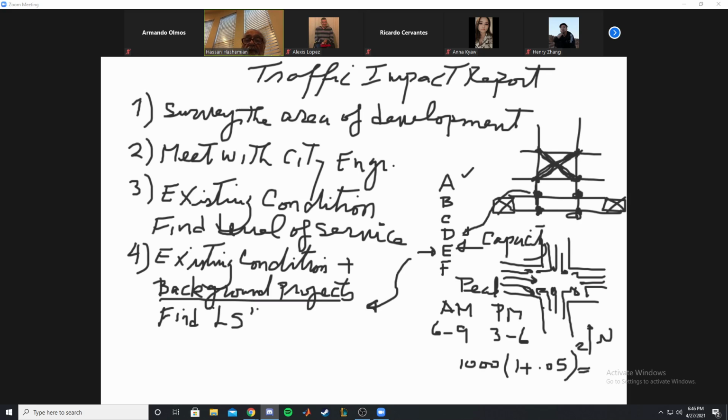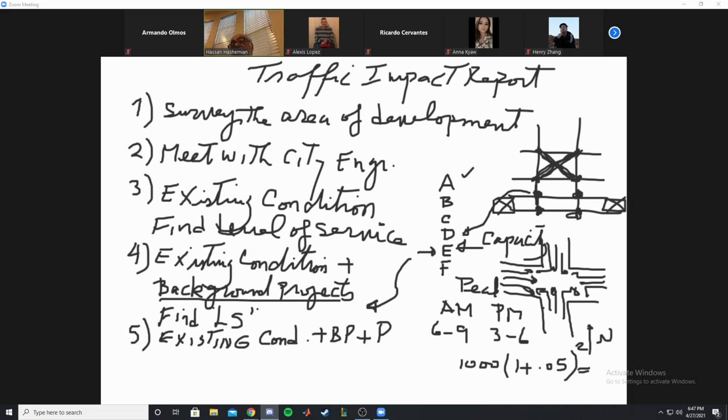And then the fifth one is existing condition plus background project plus our project. Now we are adding our project.